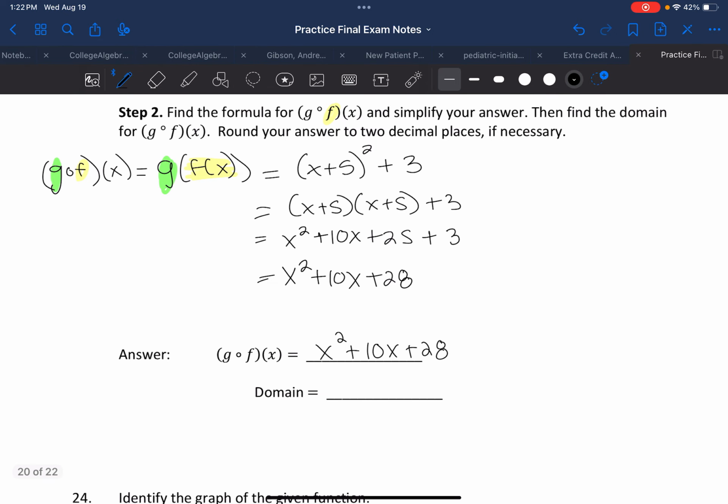And then as far as the domain, again, there's no restrictions on this function. There's no fractions. There's no square roots, and there's no logs. So the domain will just be negative infinity to infinity.